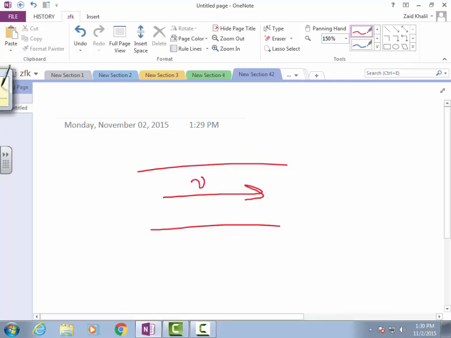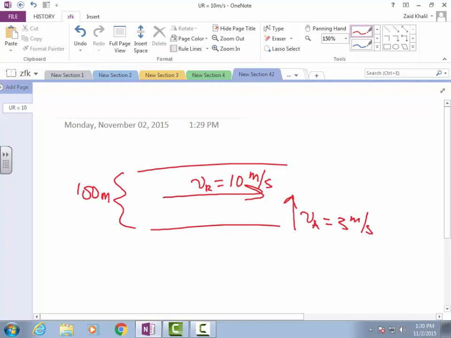So let's suppose that the river is, I don't know, moving east at 10 meters per second. And you can row north at 3. VA equals 3 meters per second. And let's suppose the river is 100 meters wide. And the question is how far from your starting point will you end up if you end up rowing just directly across?